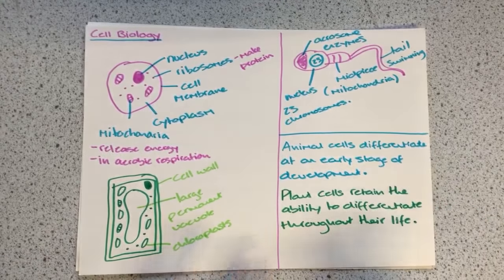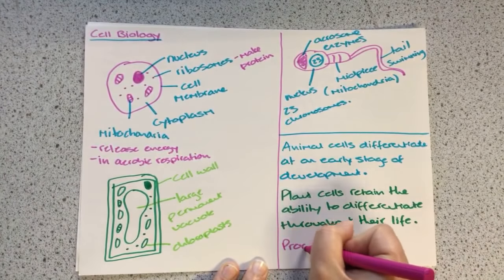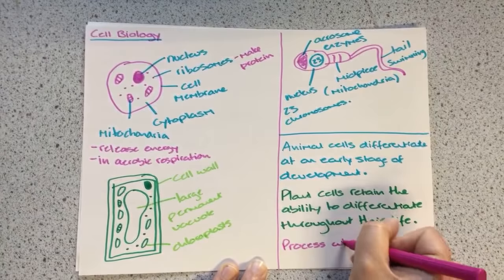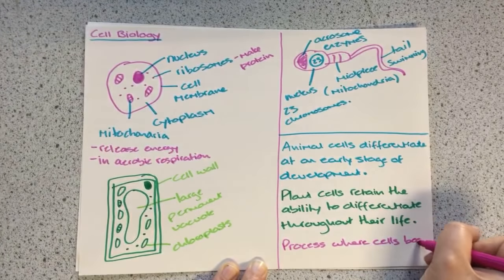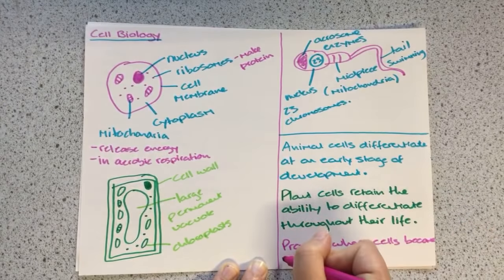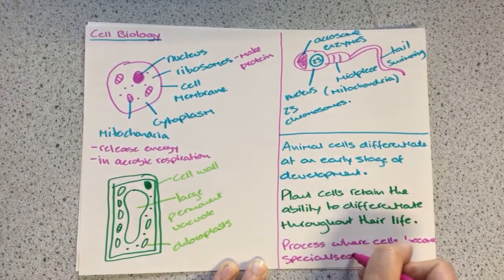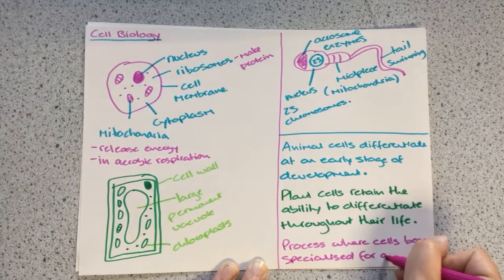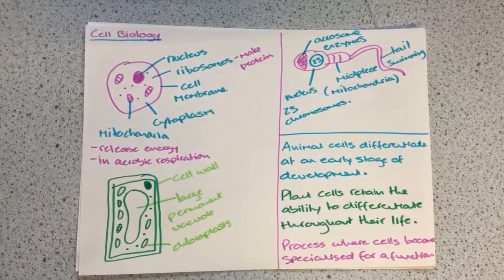And I've just realised I've been banging on about differentiation and I've not told you what the actual definition is. So differentiation is a process where cells become specialised for a function. Okay. So that's a little bit about cells as well.